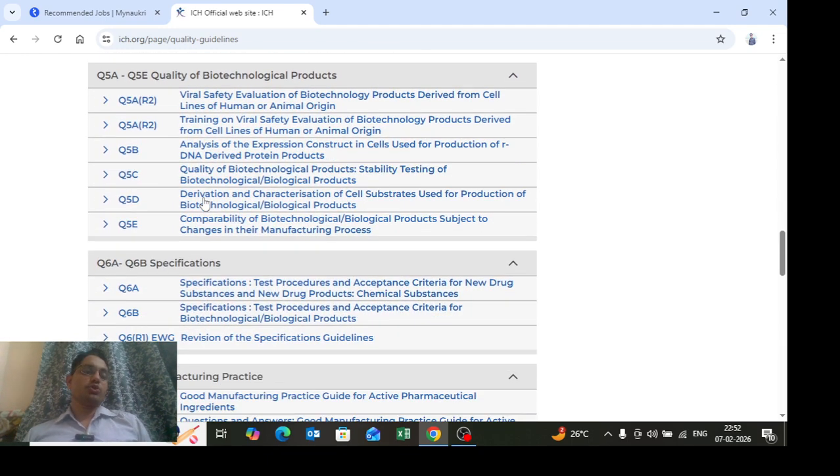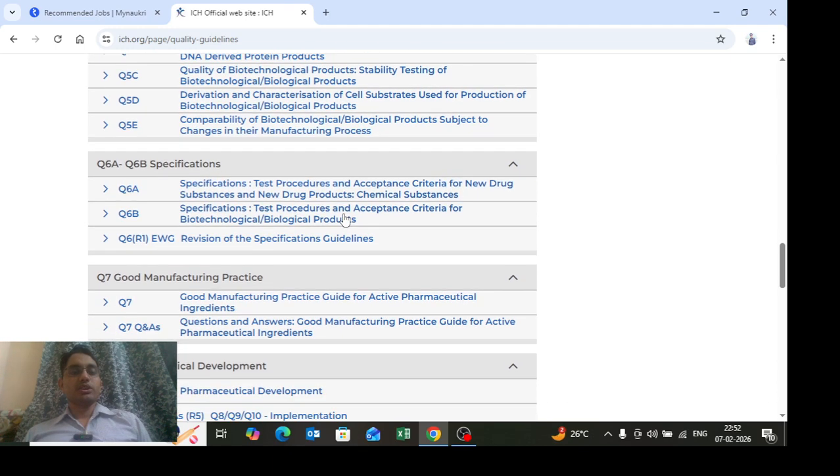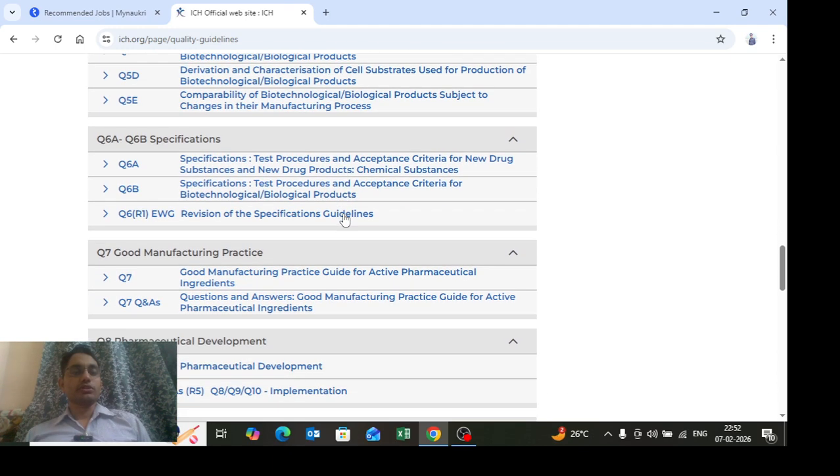Then Q5A, Q5, quality of biotechnological products. Q5A R2 consists of viral safety evaluation of biotechnology products derived from cell lines of human and animal origin. Q5A R2 testing training on viral safety evaluation of biotechnology products derived from cell lines of human and animal origin. Q5B, analysis of the expression construct in cells used for production of rDNA-derived protein products. Then Q5C, quality of biotechnological products, stability testing of biotechnological and biological products. Q5D, derivation and characterization of cell substrates used for production of biotechnological and biological products. Q5E, comparability of biotechnological products subject to changes in their manufacturing process.